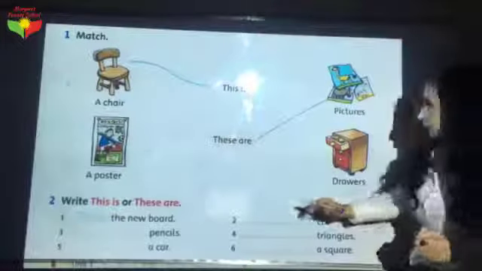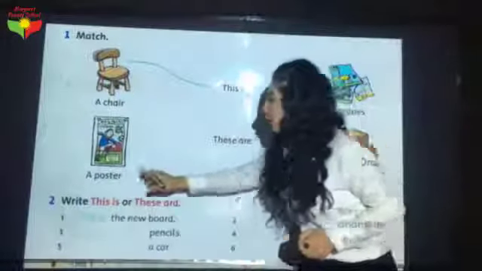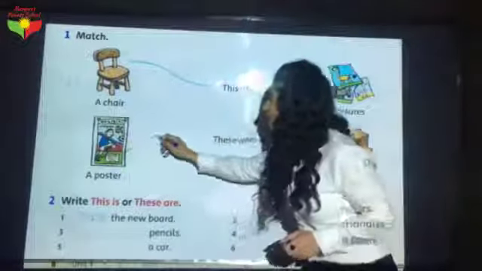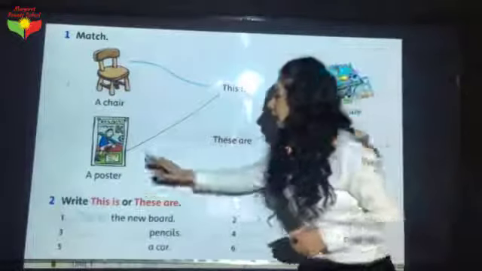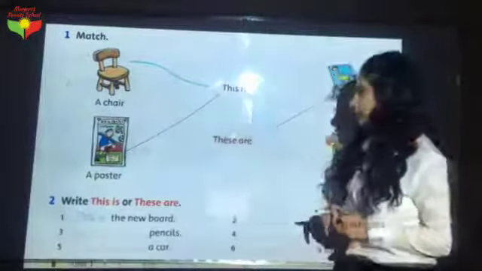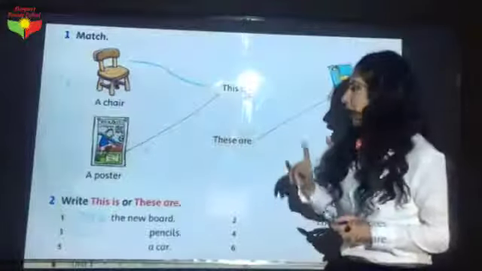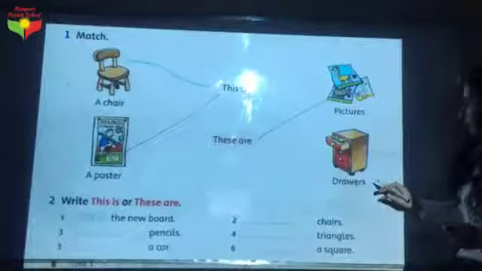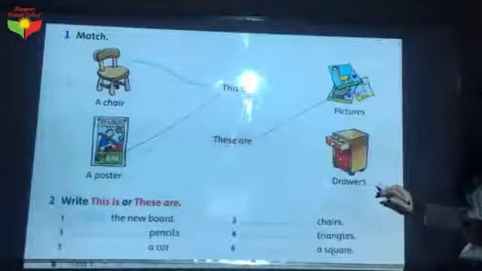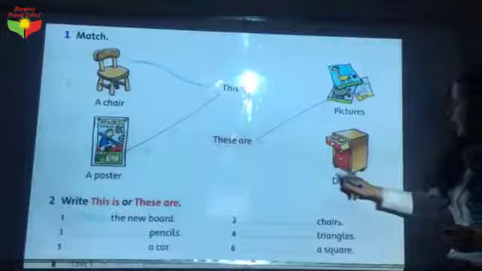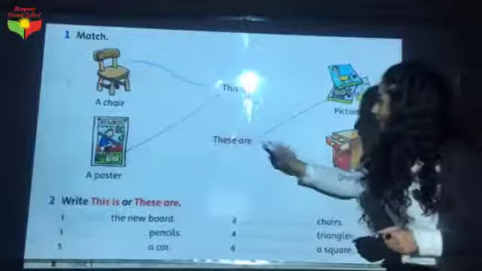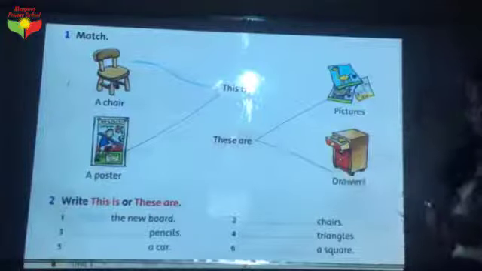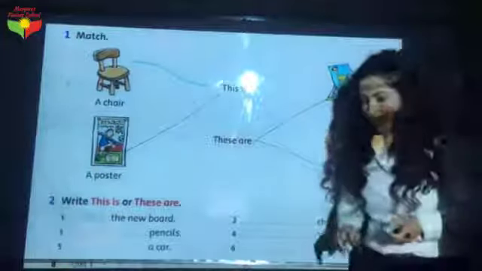Okay. Another one. A poster. We have only one poster. So we have to match a poster to this is. This is a poster. Look at this one, drawers. Drawers is plural. That is why we have to match drawers to these are. These are drawers. Okay, now let's go to the next exercise.